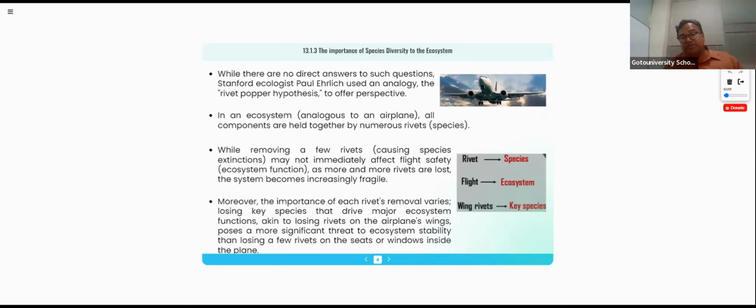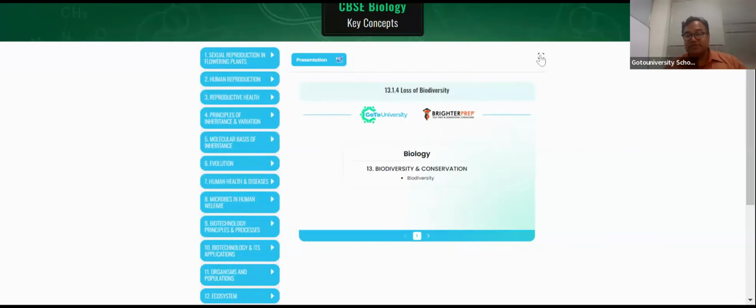So there is no issue at all. So this concept, we are correlating the ecosystem concept. Certain species are having maximum value, certain species are having the least value, right? This is categorized under rivet popper hypothesis, right? What consequences is this biodiversity loss going to create?